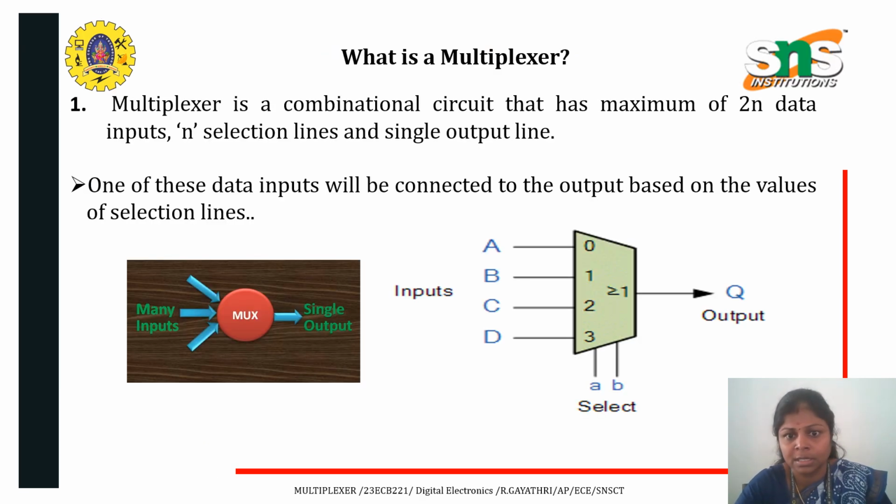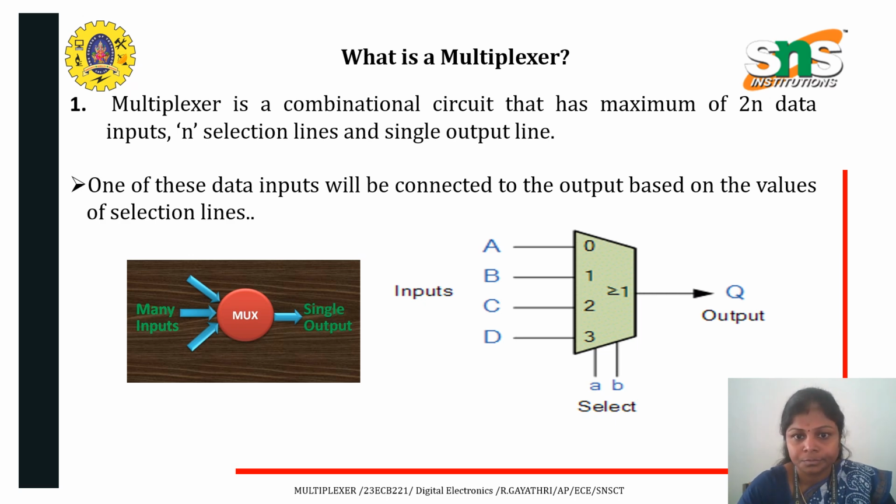The first one, multiplexer. The multiplexer comes under combinational circuits. We know that a combinational circuit is a memoryless circuit, which has a maximum of 2 power n data inputs, n selection lines and a single output line. The multiplexer is mainly used in the data transmission field. One of the data inputs will be connected to the output based on the value of the selection lines. In multiplexers, the major role is played by the selection lines. It has many inputs, and the multiplexer has a single output based upon the selection lines.